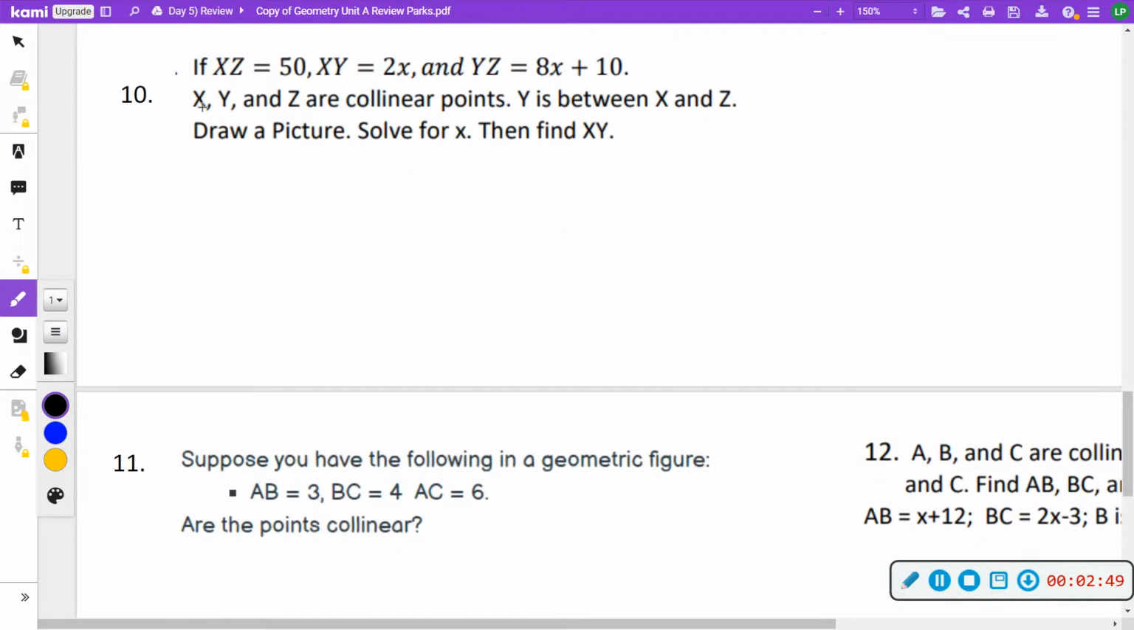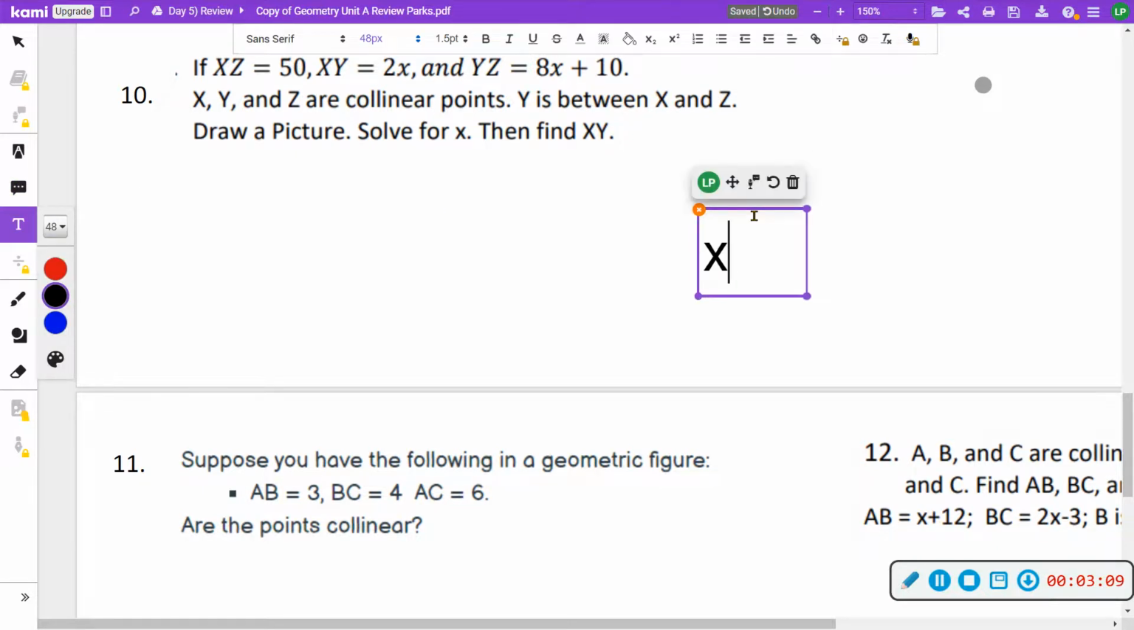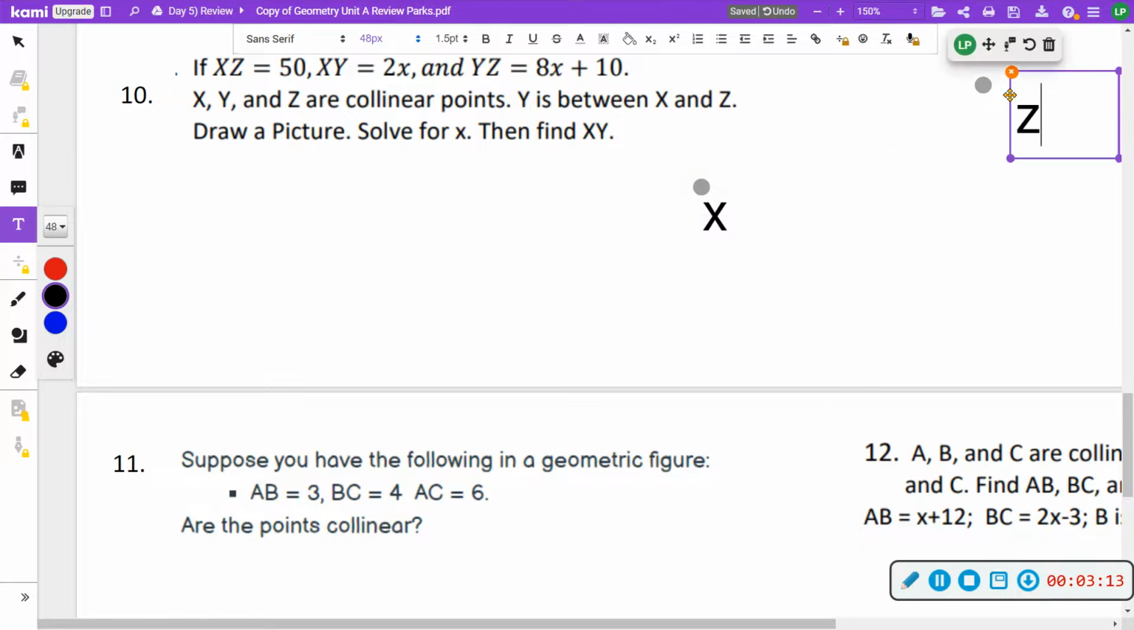Number 10. We got XZ, we got XY, we got YZ. X, Y, and Z are collinear points. Y is between X and Z. So that's key. I'm going to plot X. I'll put X right there. And I'll put Z right there. I'll label those. So there's X. There's Z.